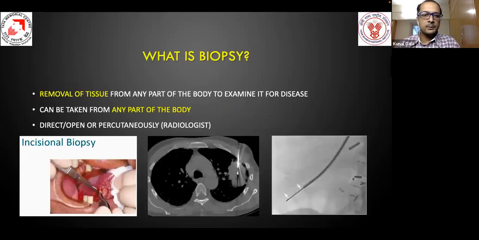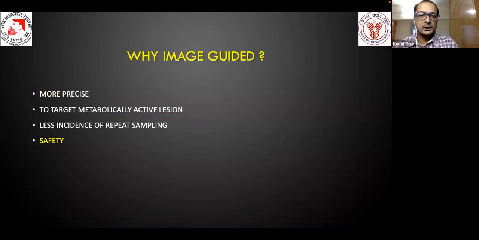So coming on to the introduction, what is a biopsy? Biopsy is the removal of tissue from any part of the body to examine it for disease, whether it could be a benign disease or a malignant disease. It can be done by a surgical approach, either direct or open with the help of a surgeon, or percutaneously with the help of radiologists, where radiological equipment is used. It can be either ultrasound or CT scan guided biopsy.